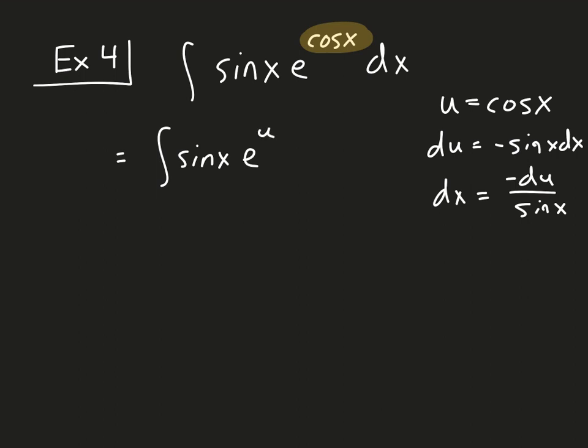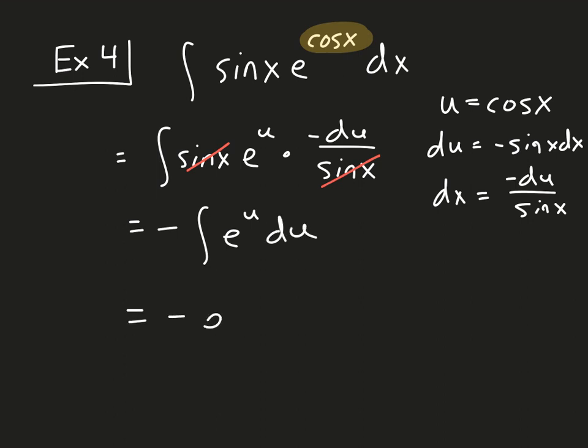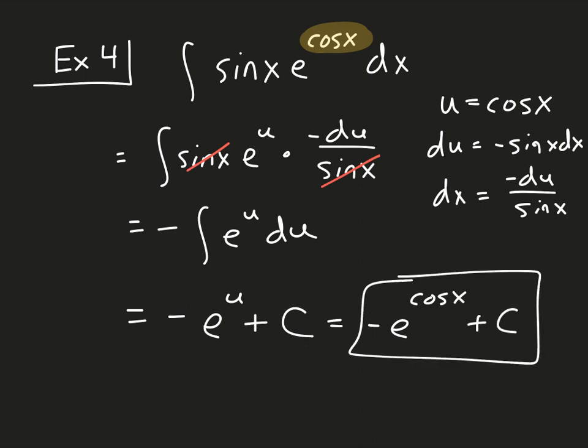So sine x e to the u times, I'm going to substitute in for dx. So we have negative du over sine of x, and what do you know? The sine of x's will cancel out, which of course is going to happen because we know that it's going to end up being just in terms of u. The negative goes out front, and we have the integral of e to the u, which is the worst derivative rule and the best derivative rule. So we end up with negative e raised to the cosine of x plus c after the fact, and that's our final answer.